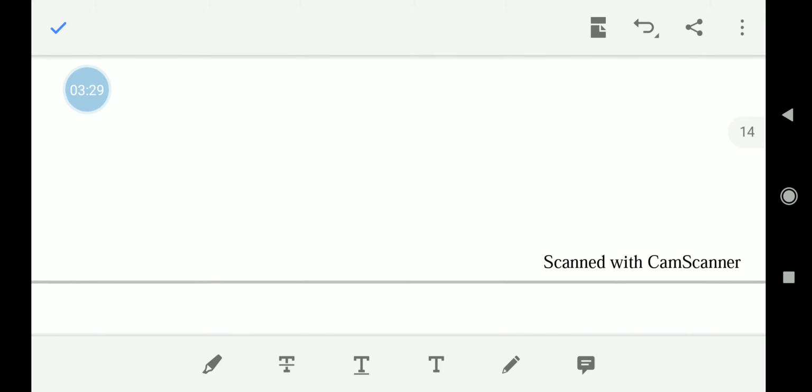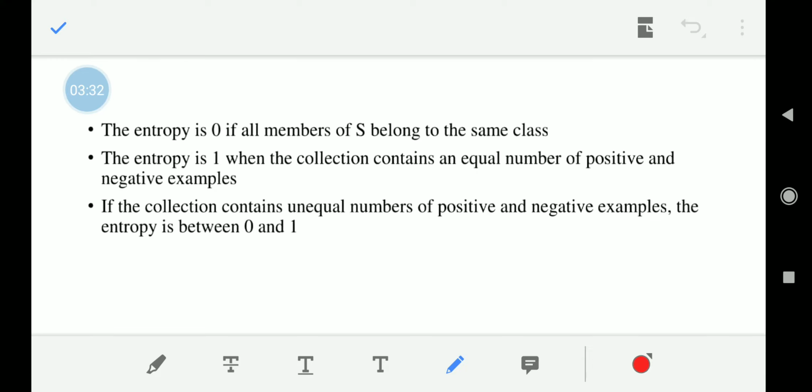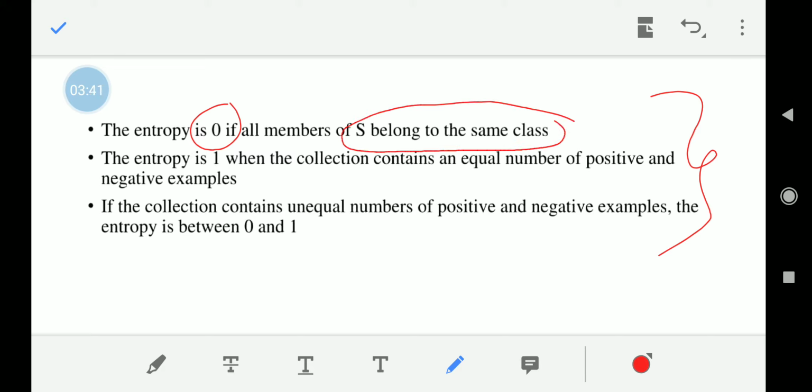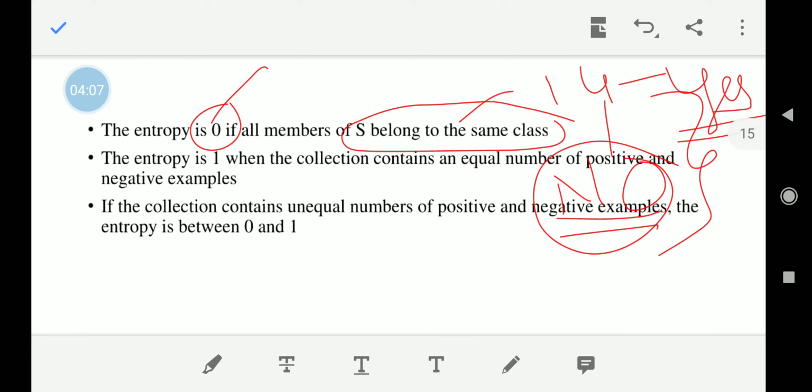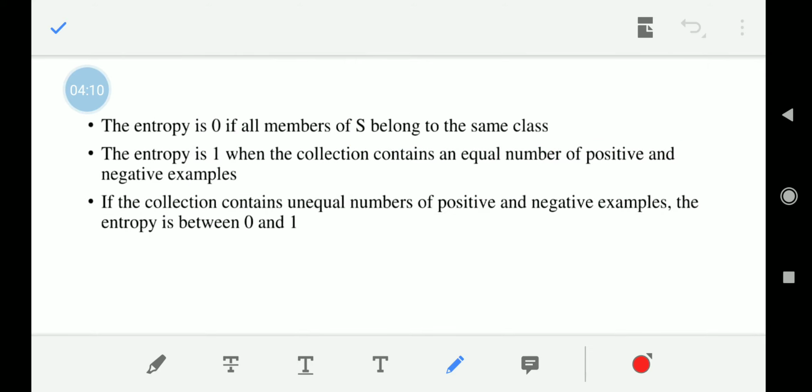Next we will see what is the meaning of information gain. Before that we have to understand this. If entropy is 0, that means that sample space belongs to the same class. What is the meaning of this? Same class means all 14 samples are either all positive yes or all negative no. Entropy 0 means that all 14 examples in the sample space belong to only one class, either all positive or all negative, right? Then what is the meaning of entropy 1?